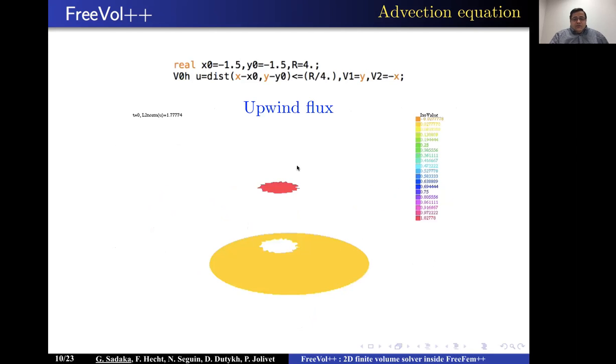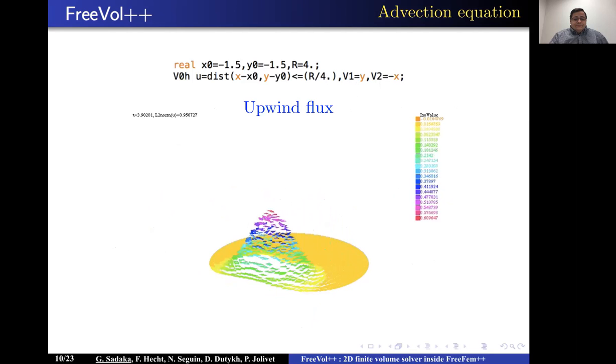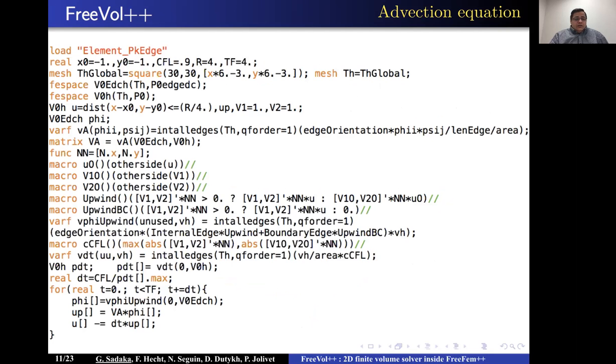Here is the upwind scheme for the advection with V1 is equal to Y and V2 is equal to minus X. So here we will see the rotation of this one. And all this page is a script for the advection equation. And you can see in a few lines we can do this with FreeFEM. But if you want to do this with C++, bon courage.